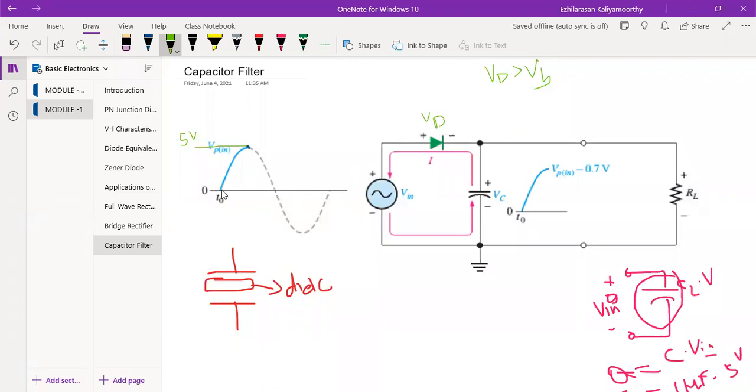Now from 0, this is the condition I put. This condition is for a practical diode. For a theoretical diode, VD is greater than 0 volt. When the diode voltage is greater than 0, automatically the diode will start to work. Now positive voltage I'm starting to apply, so this diode will become a short circuit, meaning it is on.